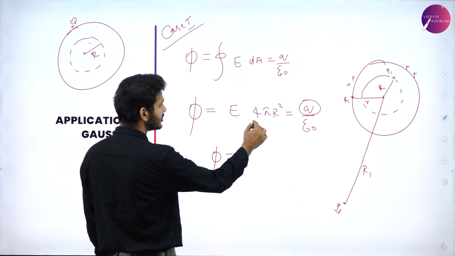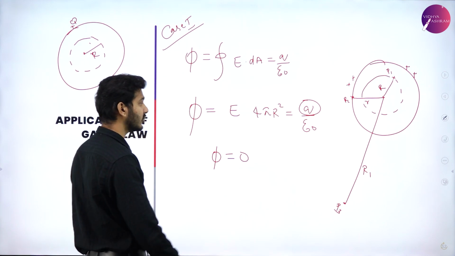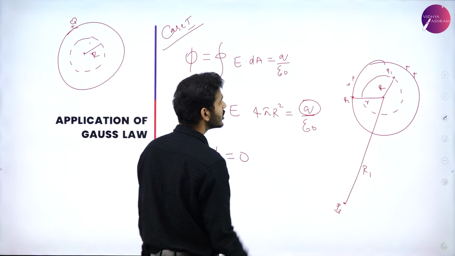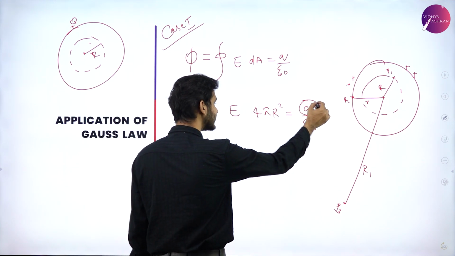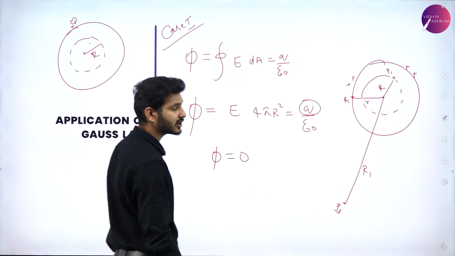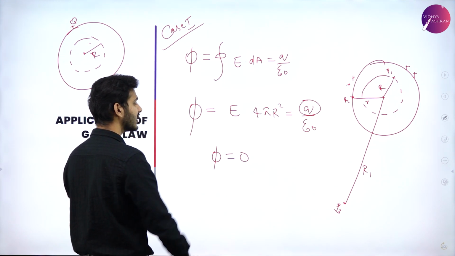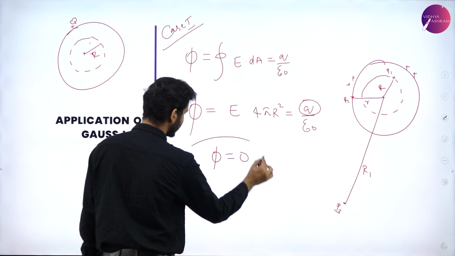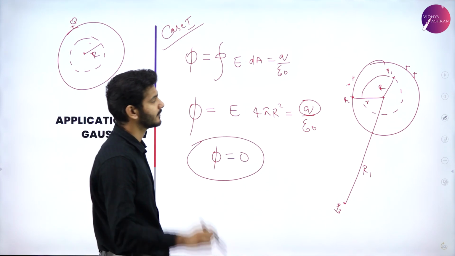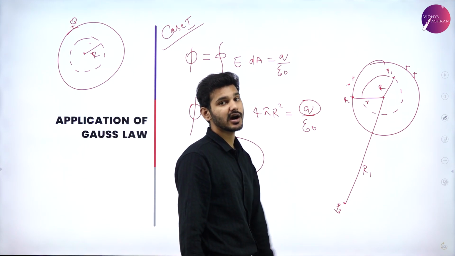So E into the area of the sphere, which is 4 pi r square, will be equal to Q by epsilon naught. Since there is no Q inside that particular area, the electric flux will be equal to 0. And that is case 1, a point inside a hollow sphere.